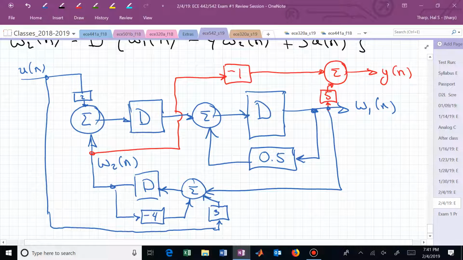Are there questions on that? It's very University of Arizona focused. It's red and blue.